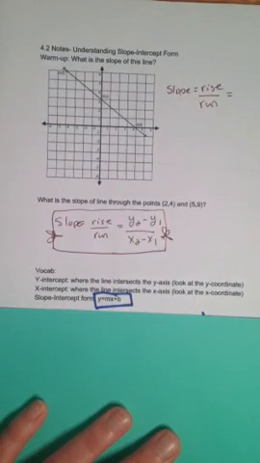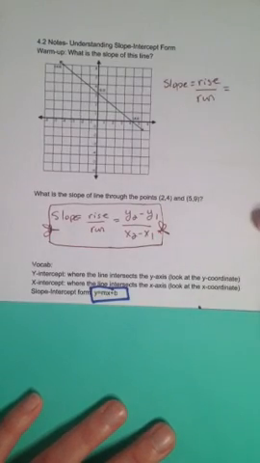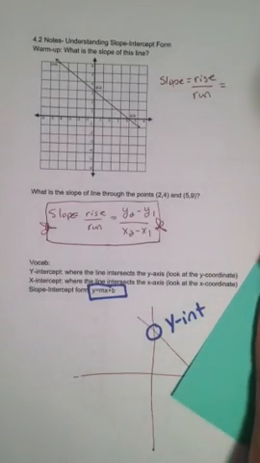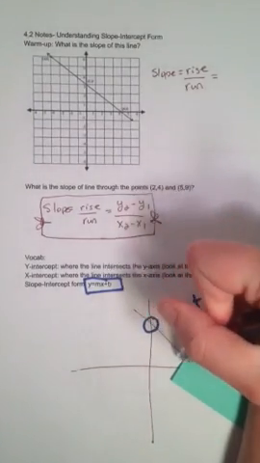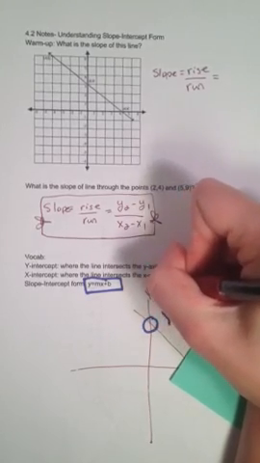If I'm looking at a graph, I already drew the graph. If I'm looking at a line, the y-intercept is where the line intersects the y-axis. If I look at this graph, I'm going to cover this part up, and the line keeps going on forever here. It's where it crosses the y-axis. Remember, this is the y-axis here.